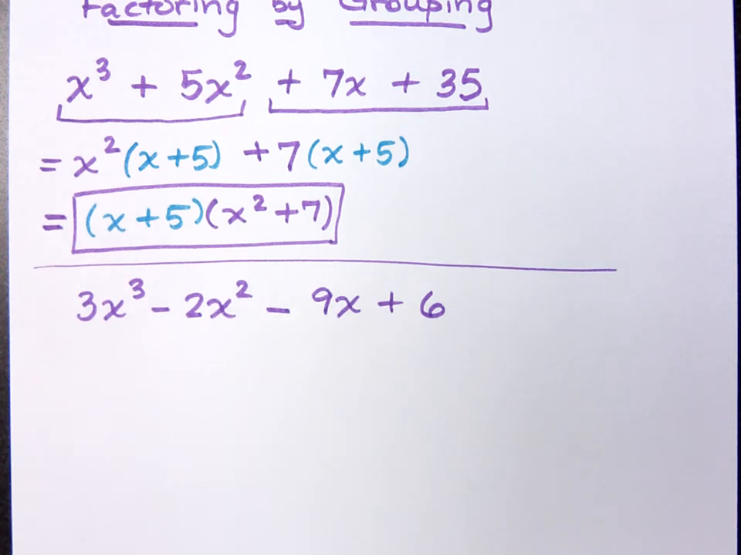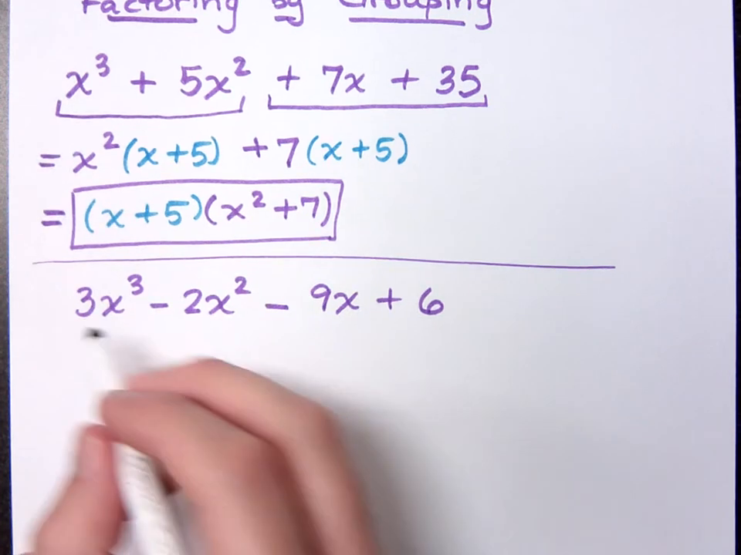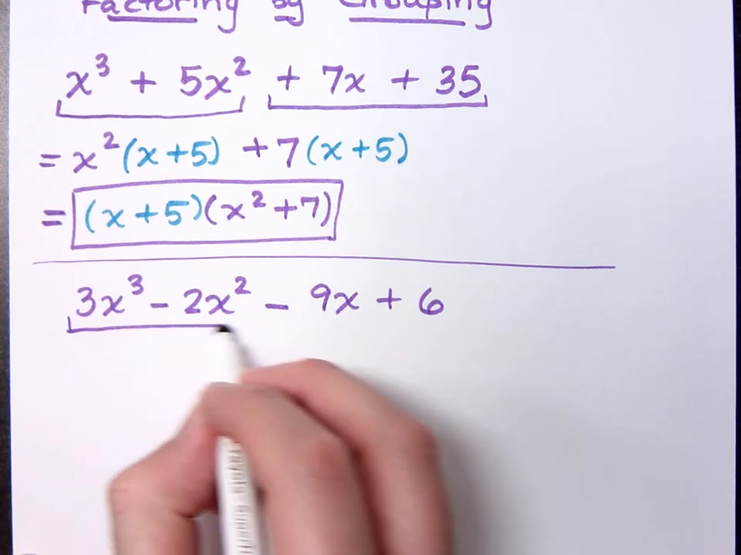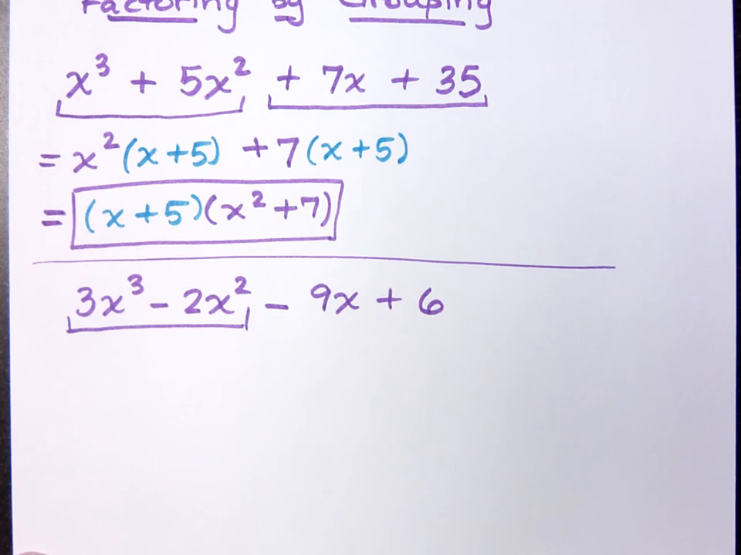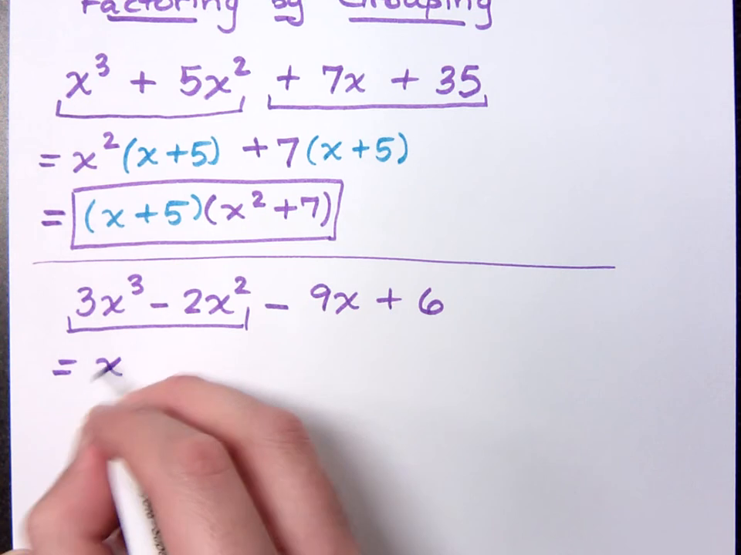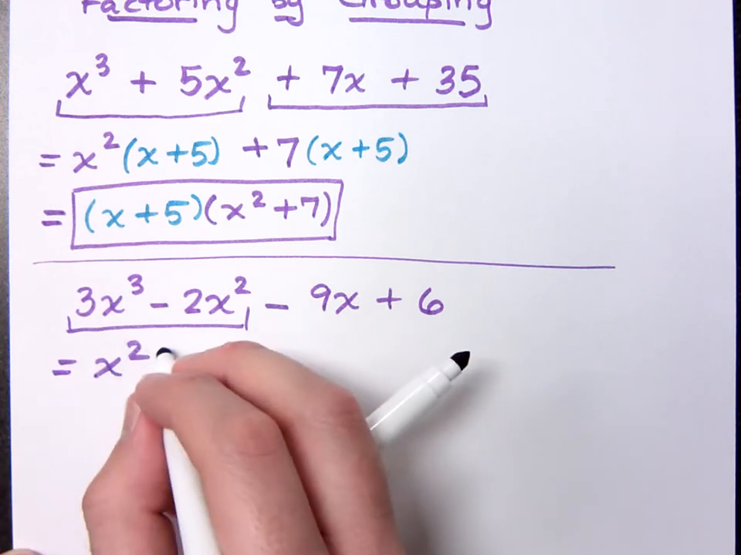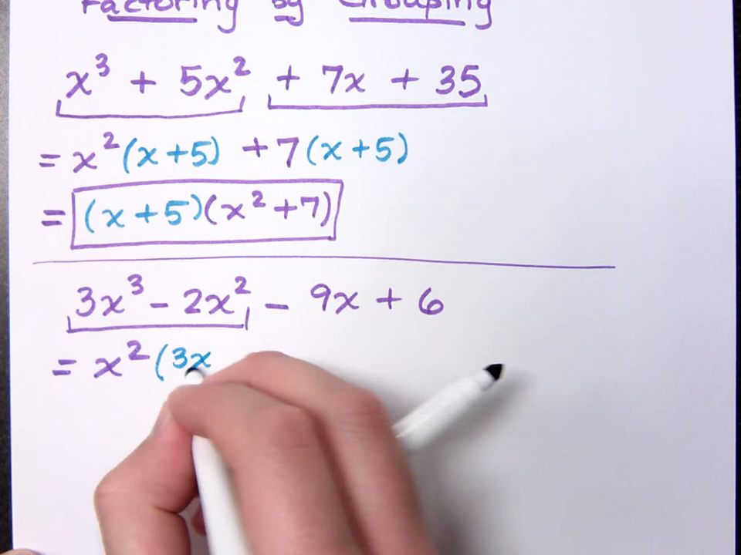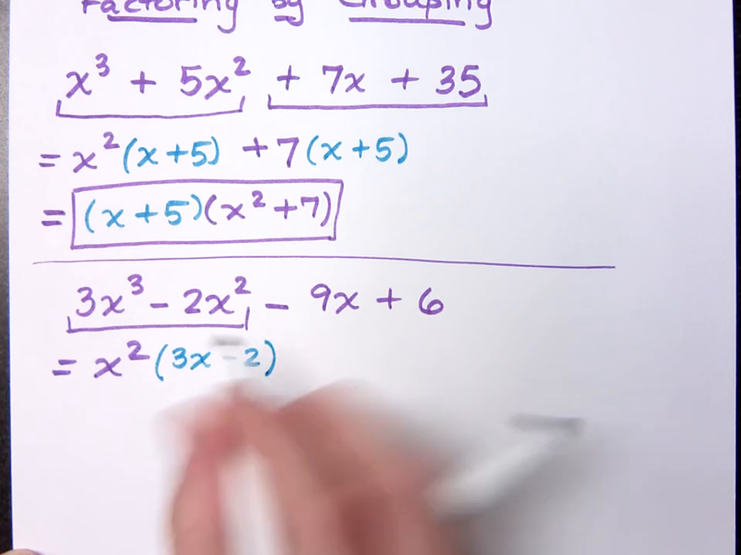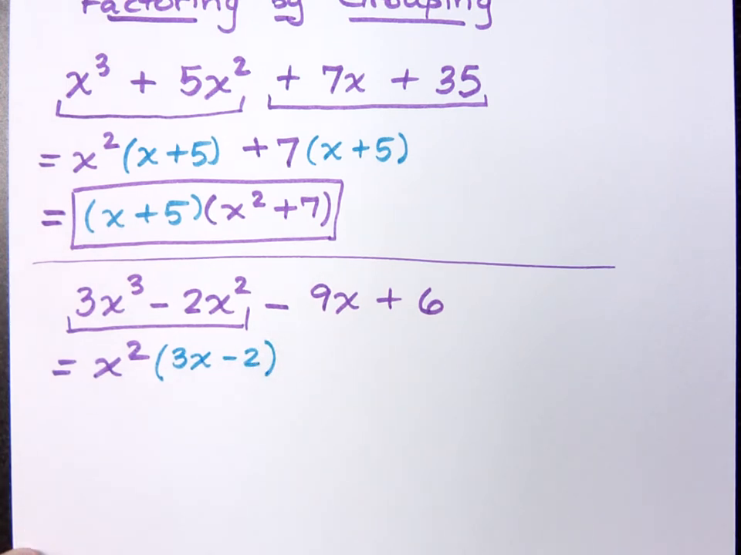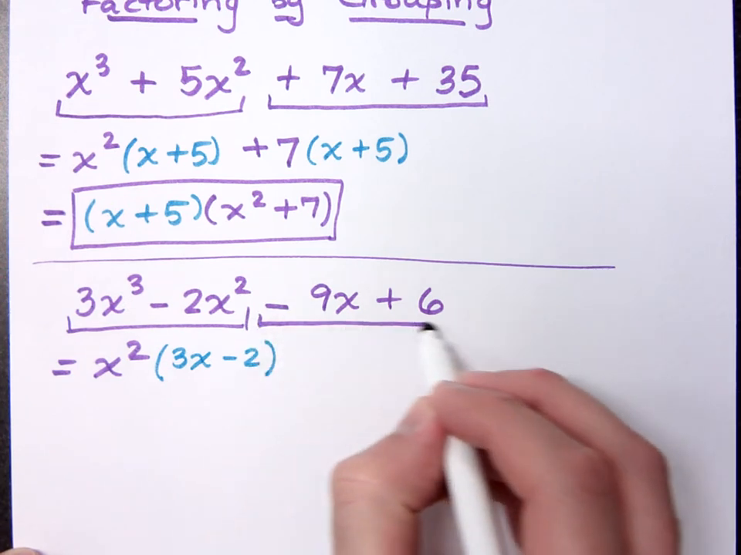Is there a common factor to take out of everybody in this polynomial? No, there's not. In this first group, what's the common factor? Common factor here is x squared. What am I left with? 3x minus 2. In the second group, it's a negative 9x plus 6.